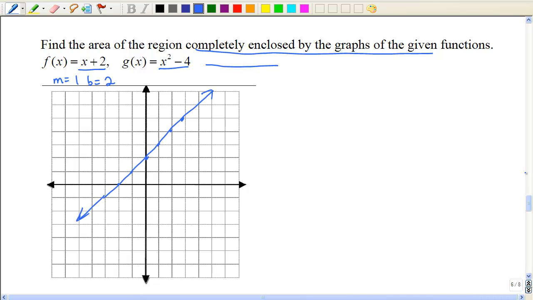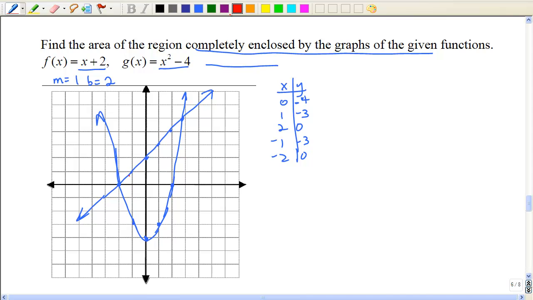Okay, then we've got this parabola. Might want to plot some points, but we know it goes up. Okay, now remember that's not accurate, so what we need to know is we need to find this area, but more importantly, we've got to find the points of intersection. That's new. So how are we going to find the points of intersection?